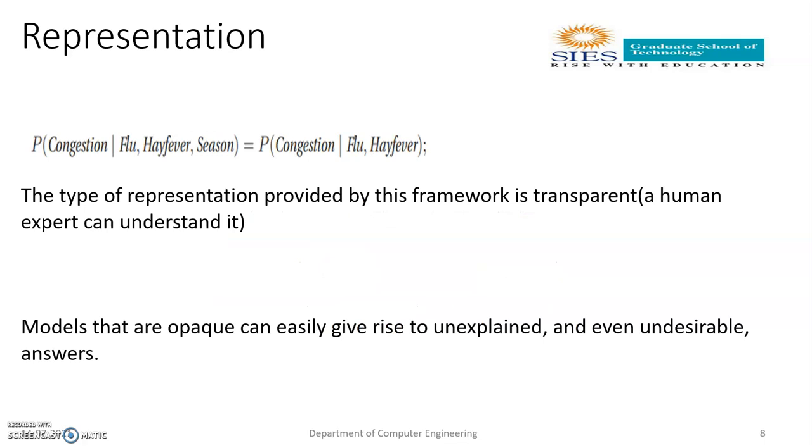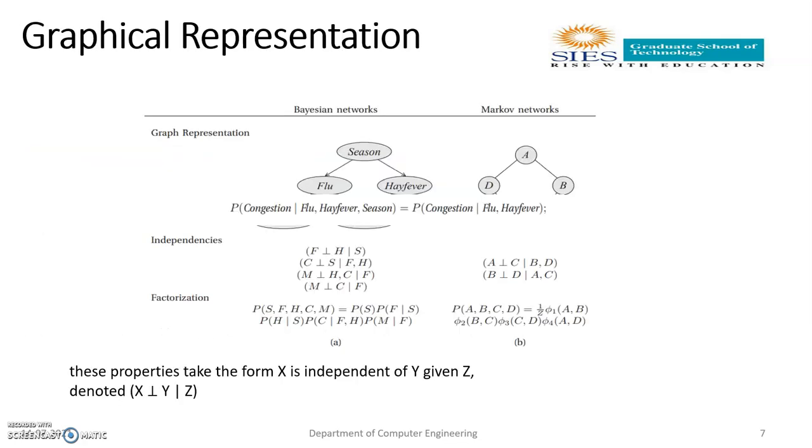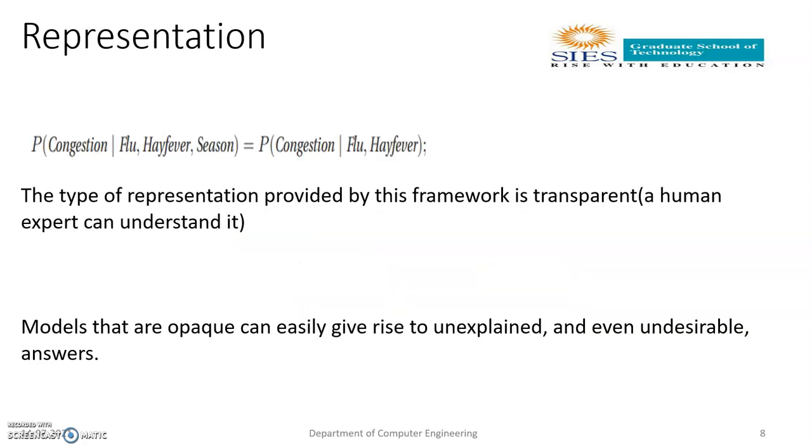So as we discussed, representation is the first important thing. This type of representation provided by the framework should be transparent. That is, a human expert should be able to understand what this representation is actually indicating to us. For example, if we see this graphical representation, this is very much understandable by any expert. If it becomes opaque, the problem is it cannot be easily explained, or it can even give us some undesirable answers.